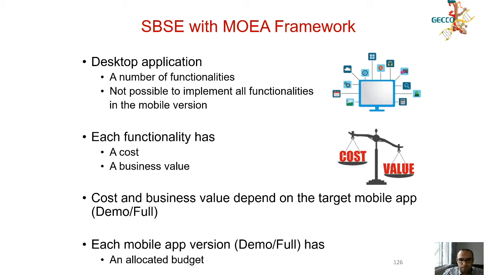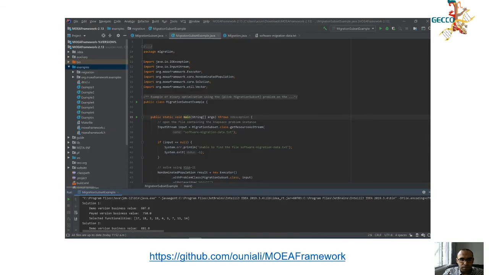So let me show you now the implementation of this case study. You can find the source code of this example on my repository on GitHub. I simply forked the latest version from the original MOA framework repository on GitHub, and then I started modifying it. So let's see the implementation.